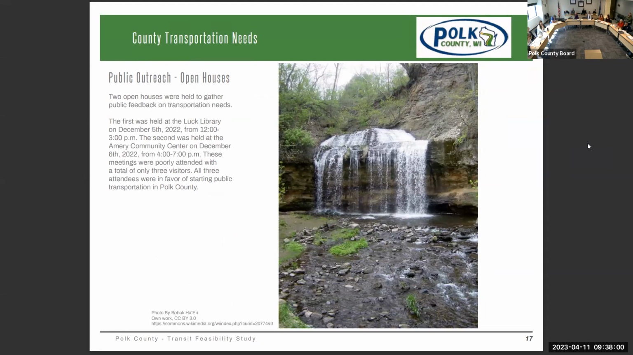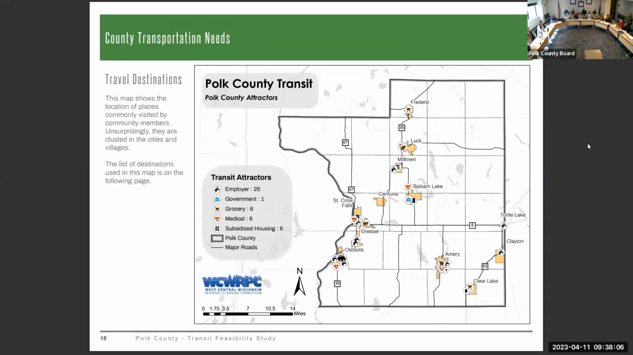We did map, on the next page, on 18, the attractors, the places that people would be heading to. And as I said earlier, the places where a lot of people live is where everything's happening. So not surprisingly, the majority of the attractors were there. St. Croix Falls and Amery have the highest combinations of those various things. Here's a list of the travel destinations that we did map, so you know what we looked at.